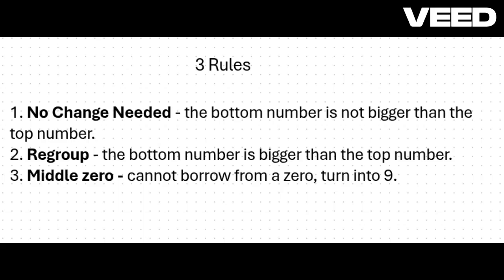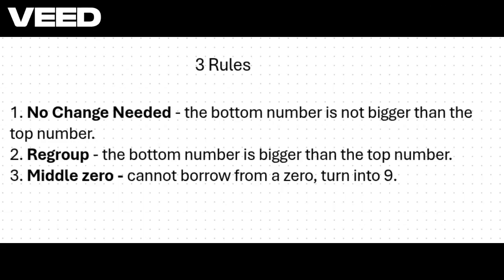Now let's go ahead and look at some problems. Let's look at this problem here. Let's see if we can use these three rules to help us solve this problem. Class, for every column, for all of those different place values, there's 4 columns here: 1, 2, 3, and 4. For each of those 4 columns, we are either going to say no change needed, regroup, or middle zero. Let's try and practice, all right?